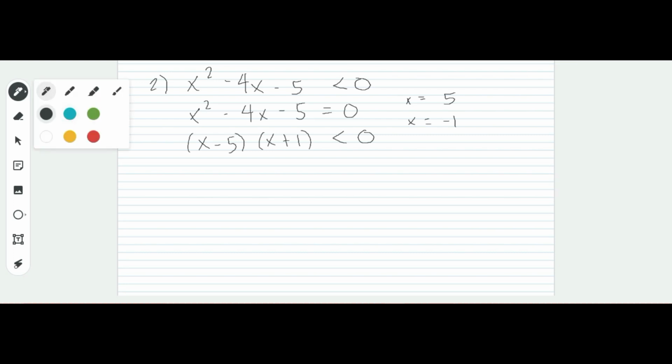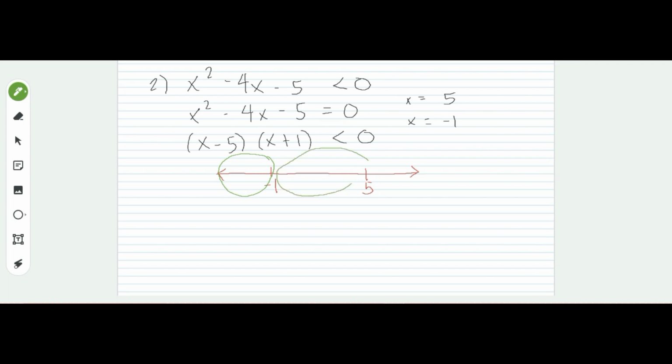So, let's create again a number line. Actually, if you're already fast, you don't need to do this. But just for discussion purposes, I'm showing it to you where it is in the number line. So, we have here negative 1, in order, and then we have the 5. And then you're going to identify the test numbers. We have three regions: region A, region B, and region C.